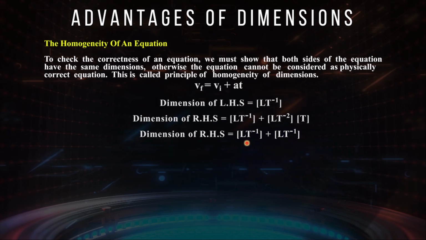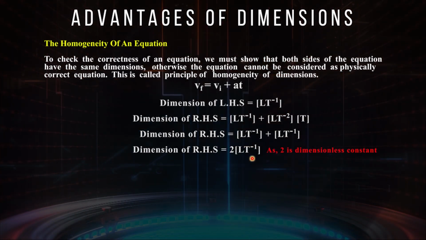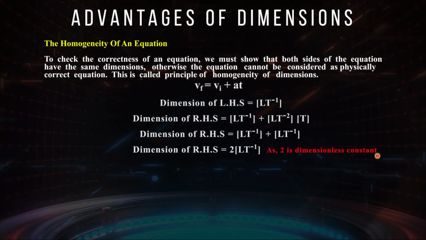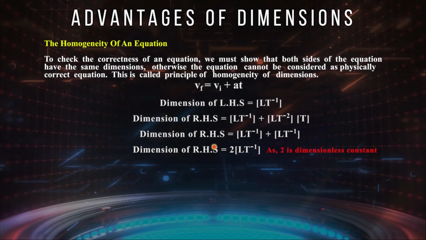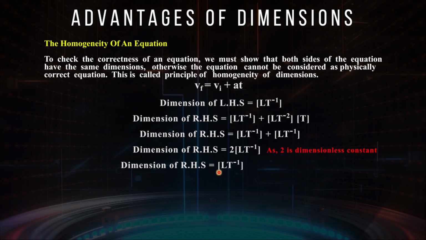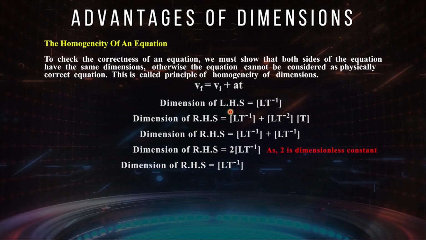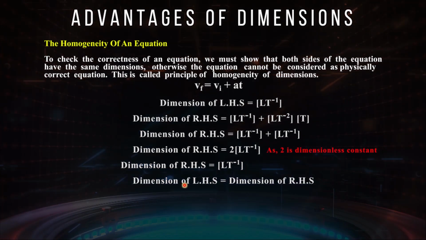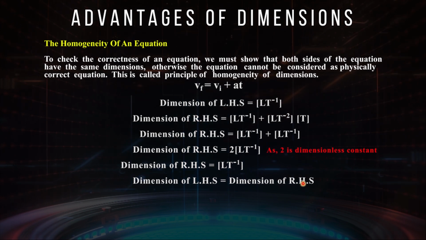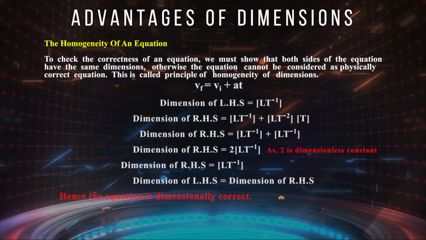So we can simply add them, and it becomes 2LT minus 1. And 2 is a dimensionless constant, it's a number, and a number has no dimension, so we can omit it. When we omit it, it becomes LT minus 1, which is equivalent to the dimension of the left hand side. So we can conclude that the dimension of the left hand side is equivalent to the dimension of the right hand side, and hence the equation is dimensionally correct.